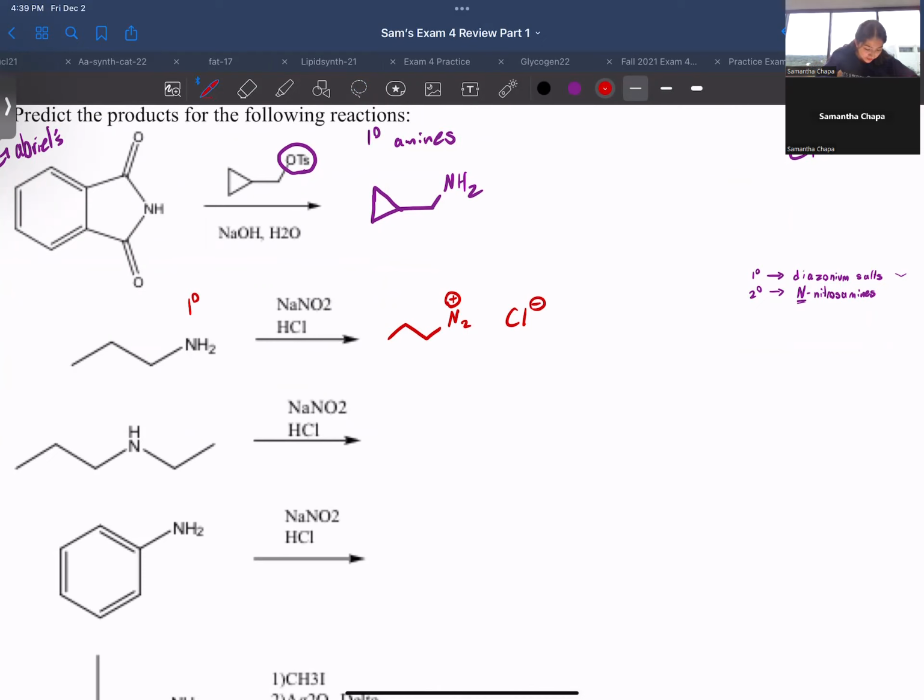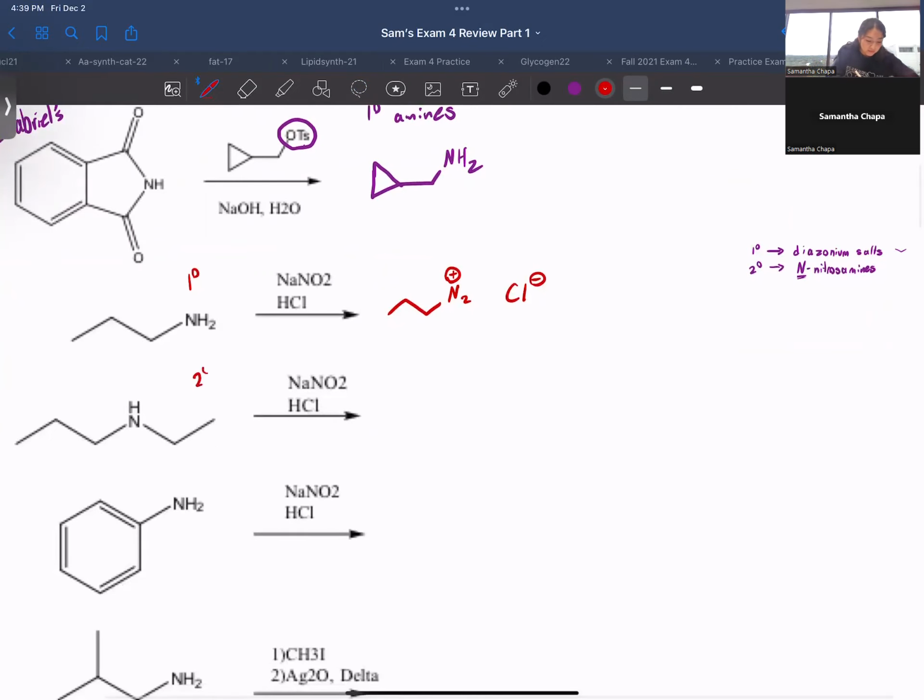Okay. For this next one, secondary amine, what I'm going to do is an N-nitrosamine. So again, you keep your nitrogens, keep your carbons, and you're going to put a nitro group on your original nitrogen that was already on your carbon compound here, your amine, secondary amine. Okay. And I made my N-nitrosamine.